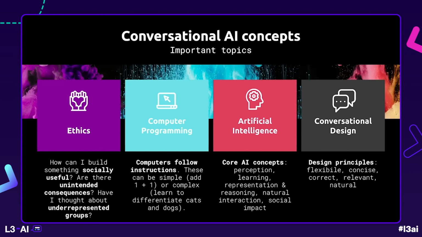just looking into what we think people should know about artificial intelligence in general. And then also, it's really important to teach people how to create effective conversational agents that are flexible, concise, correct, relevant, and natural, which you can learn more about through Grice's principles or other UI design principles, and teach people as they're developing their own conversational agents.